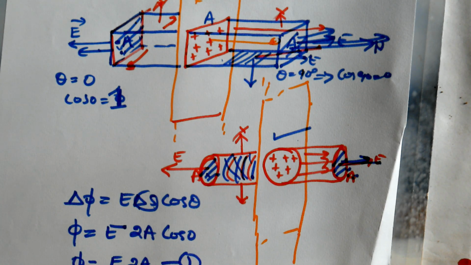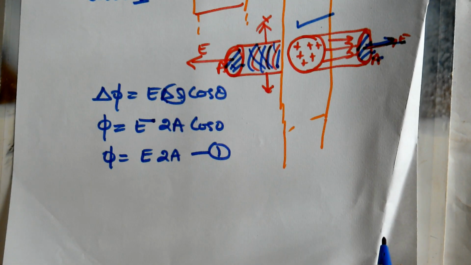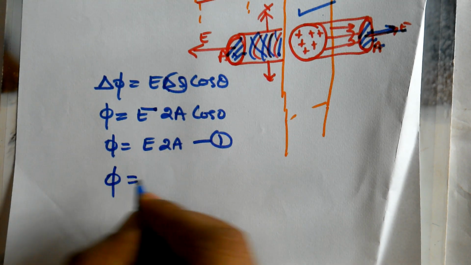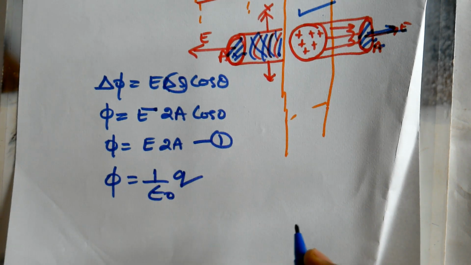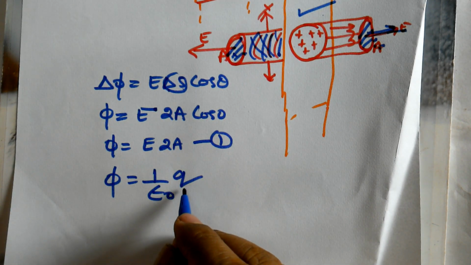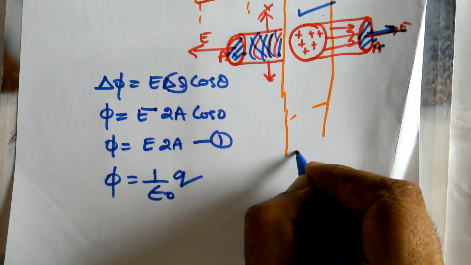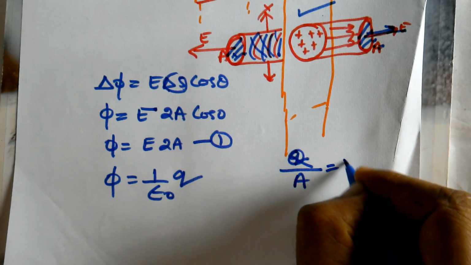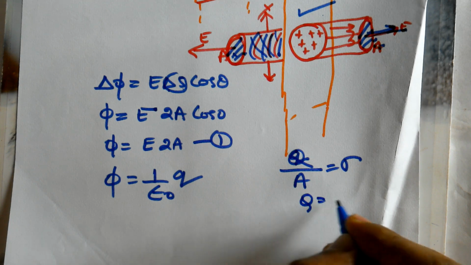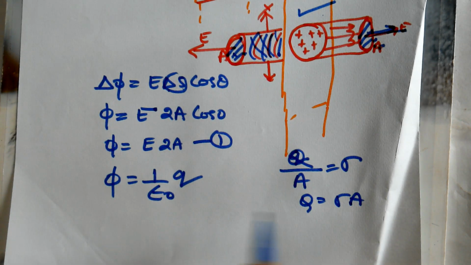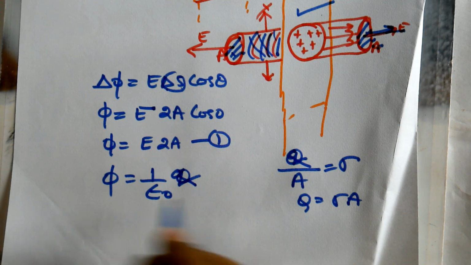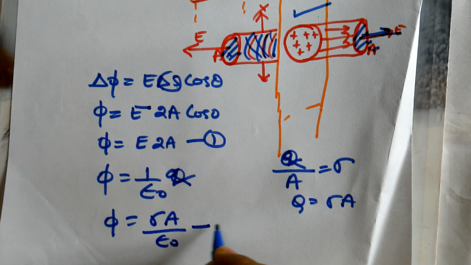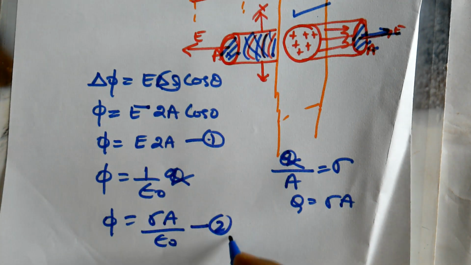Now what does Gauss law say? Gauss law says that flux through the entire Gaussian surface is 1 by epsilon naught times the charge enclosed. Now how can we write the charge? If Q amount of charge is distributed over an area A, then this is called surface density. Q is equal to sigma A. Put it over here. So let me take it as capital Q. Then the flux through the entire Gaussian surface is sigma A divided by epsilon naught. This is equation 2.